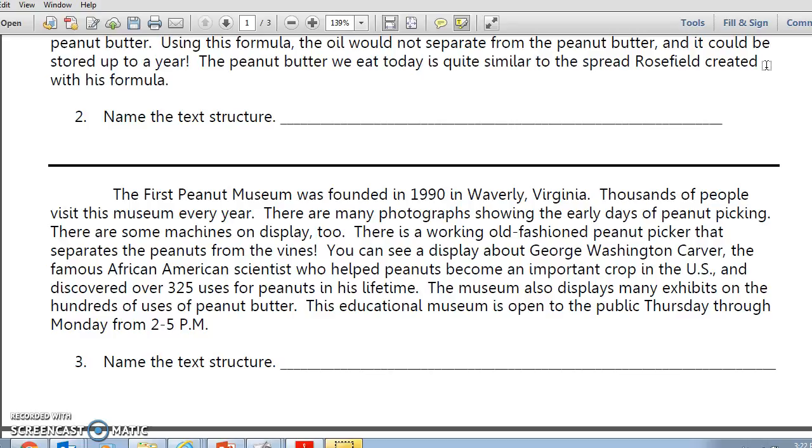Description! It described. There was no sequence, no problem and solution, cause or effect. It was description. Good job. If you followed along with these and you knew them right away, you're going to do great tomorrow.